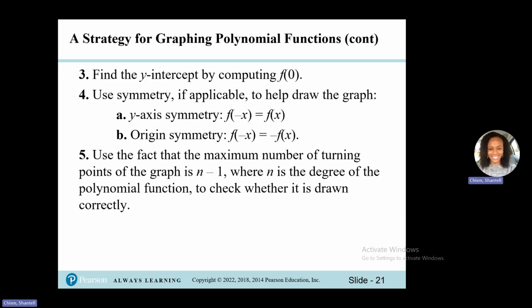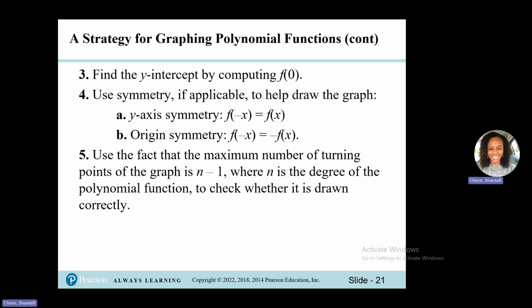We can also find the y-intercept. That can help us when graphing. And then also, we might use symmetry, if applicable, to help us draw the graph. So you might be asked about symmetry. Usually, y-axis symmetry or origin symmetry are the two that we focus on when graphing.